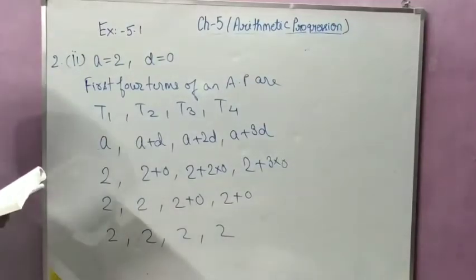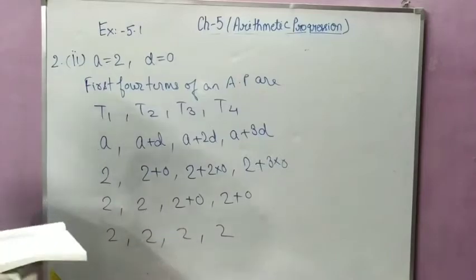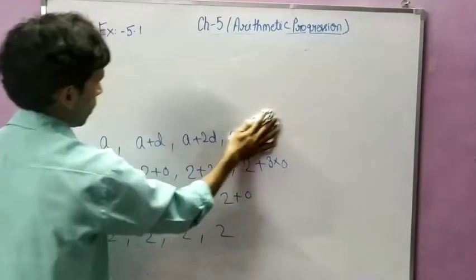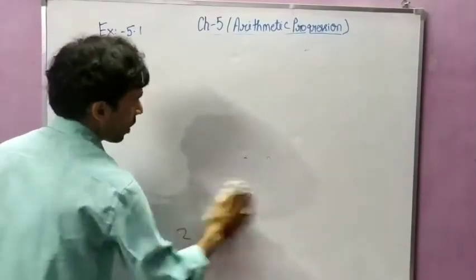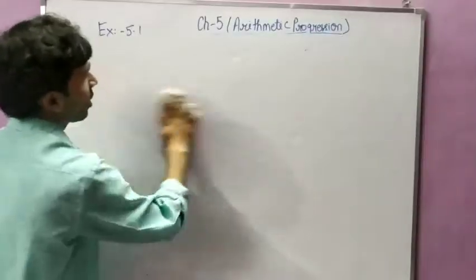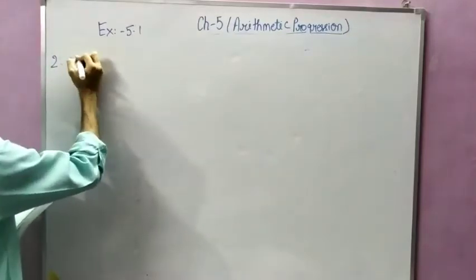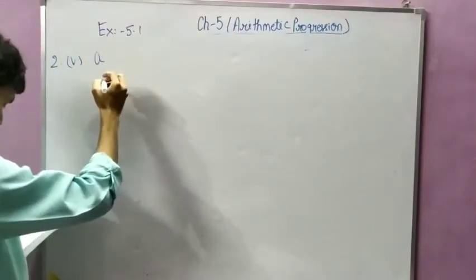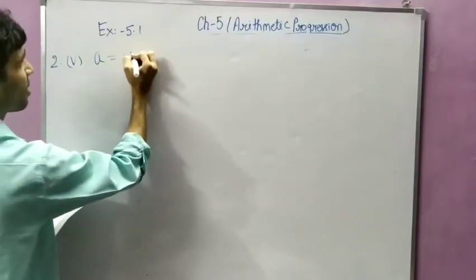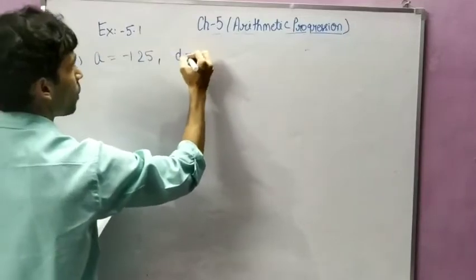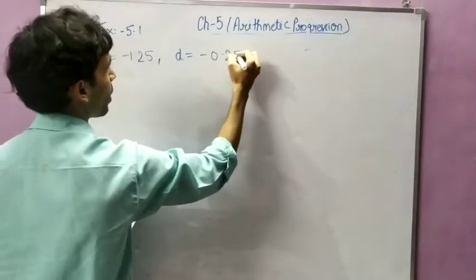Now one more part I can solve for you, that is the last part. You just have to put the values in the first, second, third and fourth terms. So the fifth part is that A is equal to minus 1.25 and D is equal to minus 0.25.